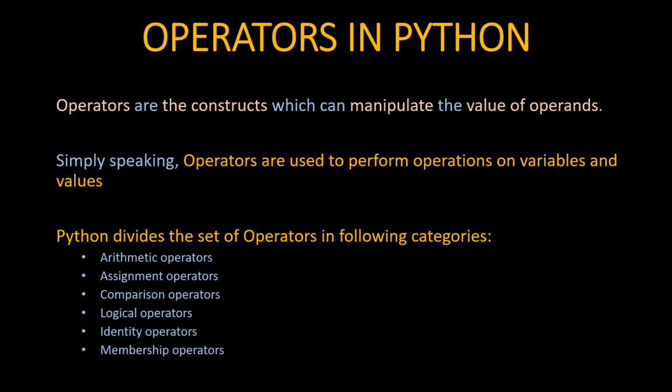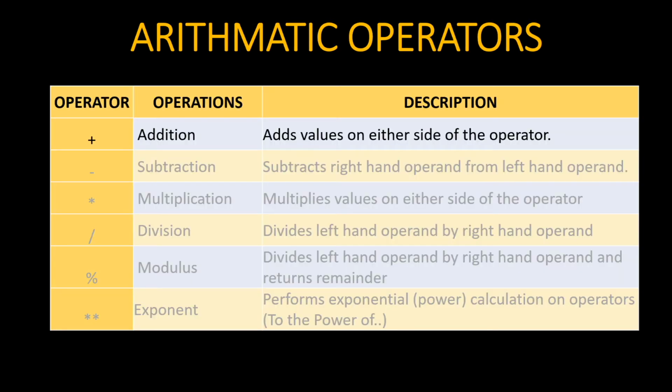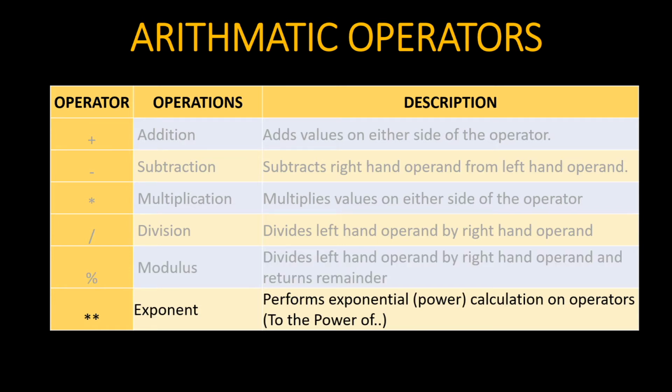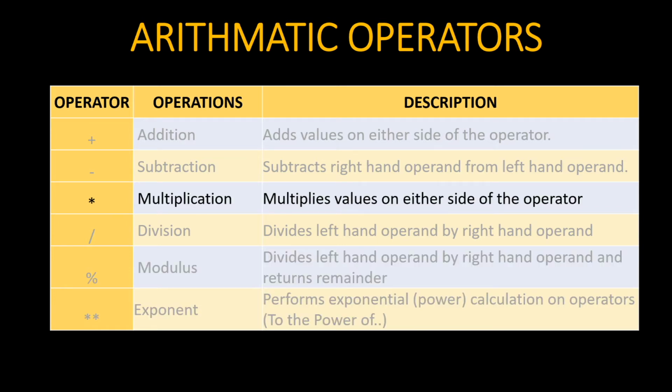Our first is arithmetic operators. In arithmetic operators, we have addition, subtraction, multiplication, division, modulus, and exponent. Let's take one by one. Our first is addition. What is addition? Addition is nothing but it will add values on either side of the operator. And for addition, we use the plus sign.